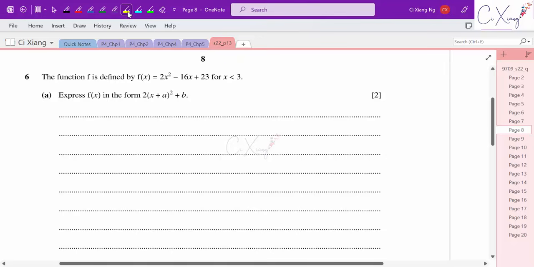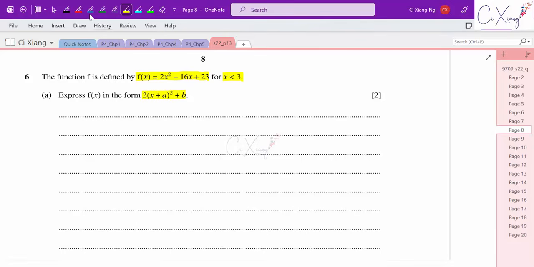Now we come to question number 6. We have the function f, which is defined by this, and the domain given is x smaller than 3. They want us to express this function in the form of completing the square. Alright, so we will start.